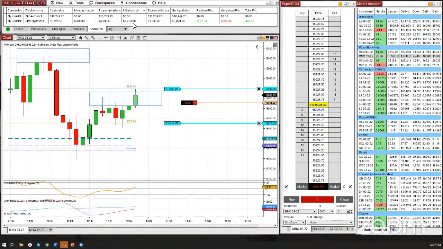Initial margin hasn't changed, the overnight margin hasn't changed, because I don't have a position yet, right? Once I do get a position, then this will double, and then all the math works out the same way.